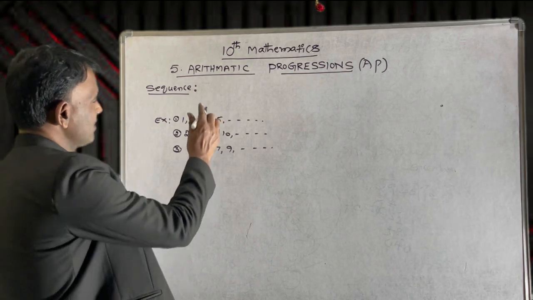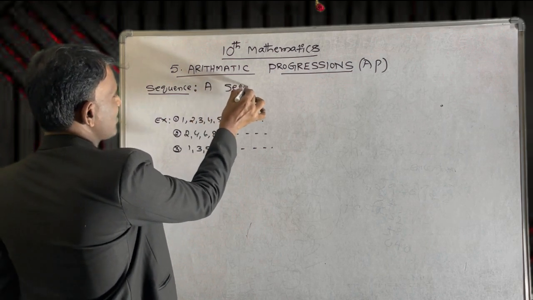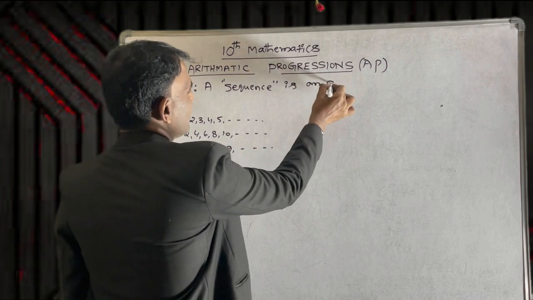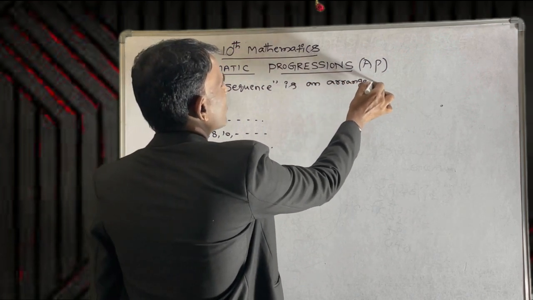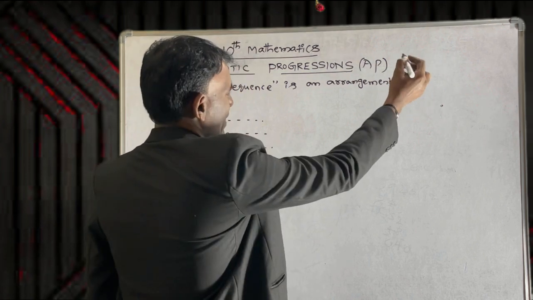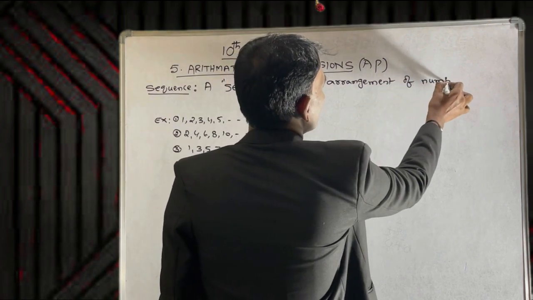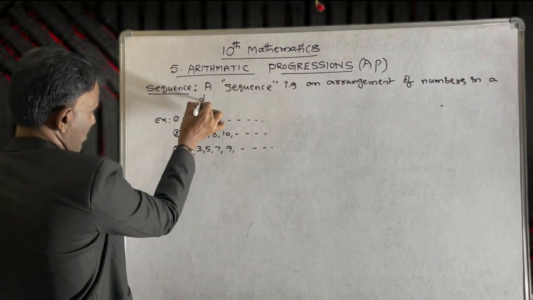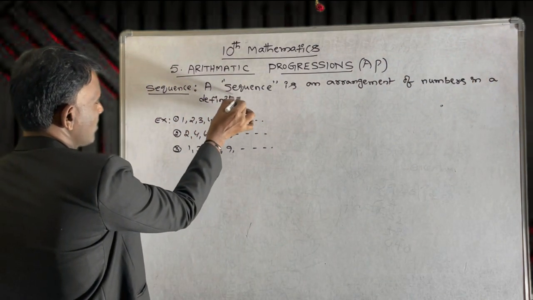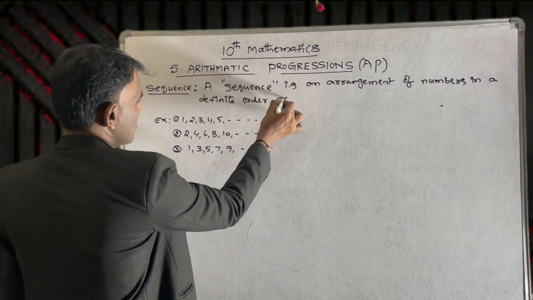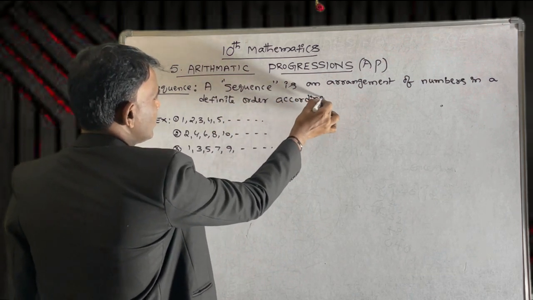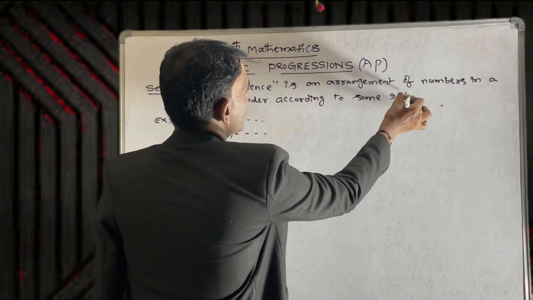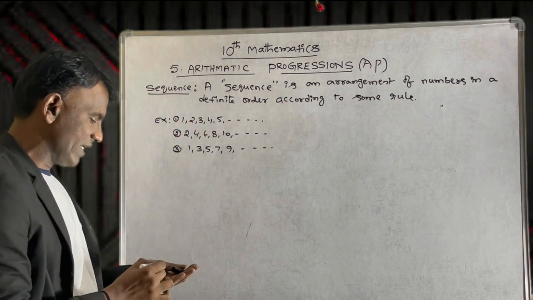Okay, I am writing here. A sequence is an arrangement of numbers in a definite order according to some rule. So this is the actual definition, but what is the meaning of that?